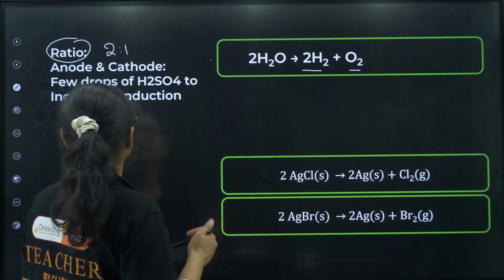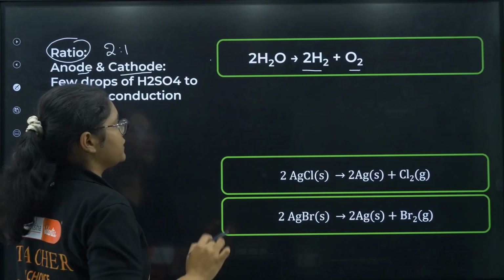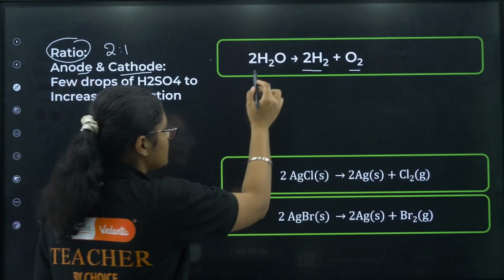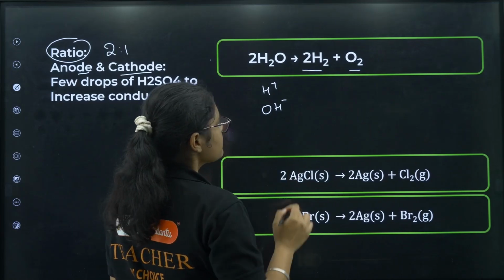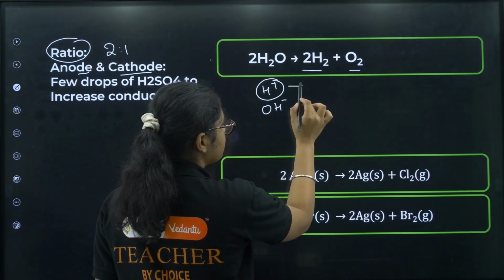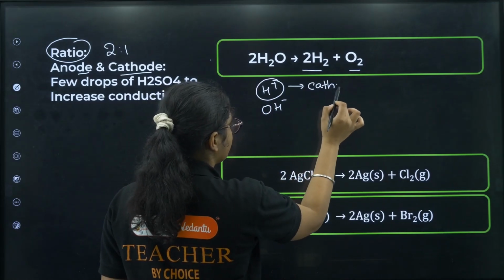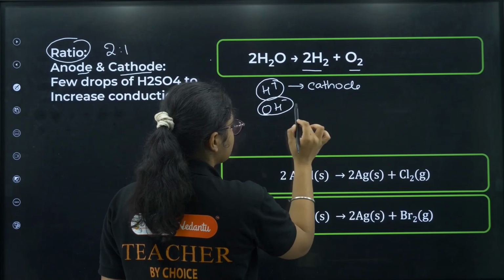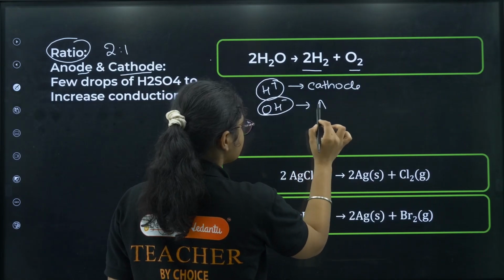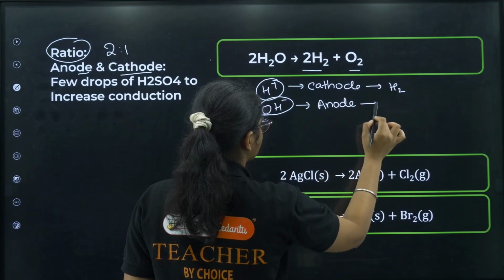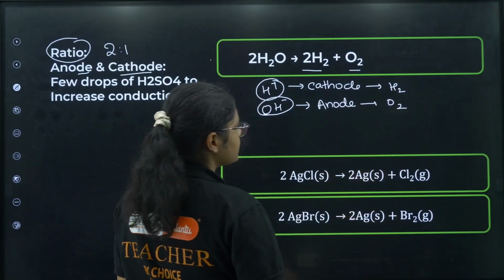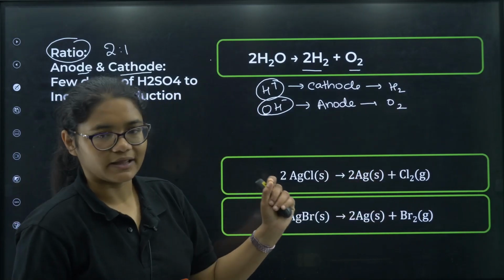Next question: what is produced at the anode, and what is produced at the cathode? You know the charges here: H plus is there and OH minus is there. H plus is positively charged, so it will move towards the cathode. OH minus is negatively charged, so it will move towards the anode. H plus will get converted to H2, and OH minus will get converted to O2. So at the anode we have O2, at the cathode we have H2.